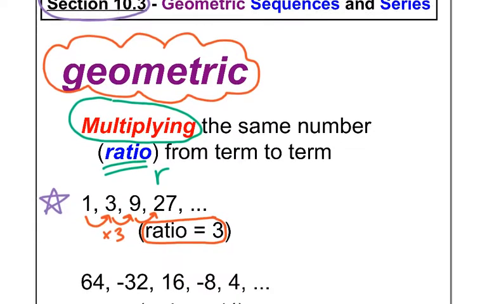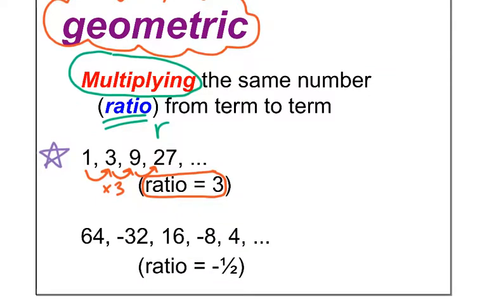How about this one here? Do you notice that this one is also geometric? Because what am I doing from term to term? Notice that it's getting smaller in size in a way. If you ignore the negatives for a second, to go from 64 to 32, I'm halving it. And then from 32 to 16, I'm halving. And then 16 to 8, I'm halving. I'm dividing by 2, but remember, this has to be what I'm multiplying by.